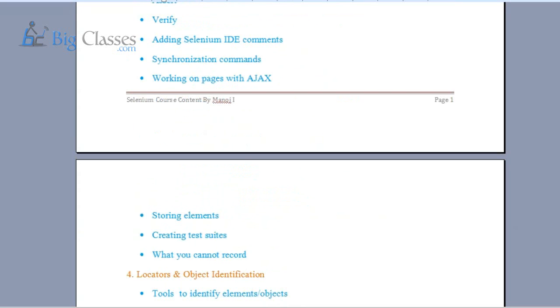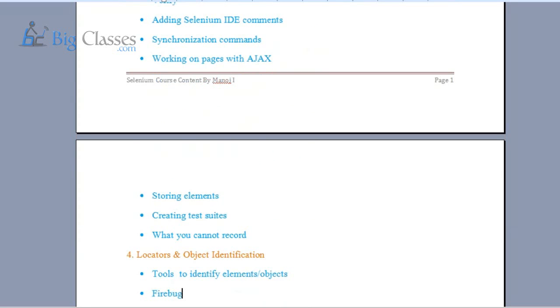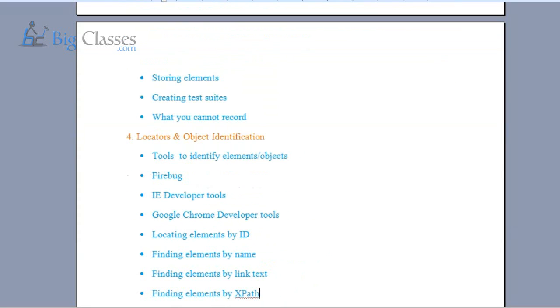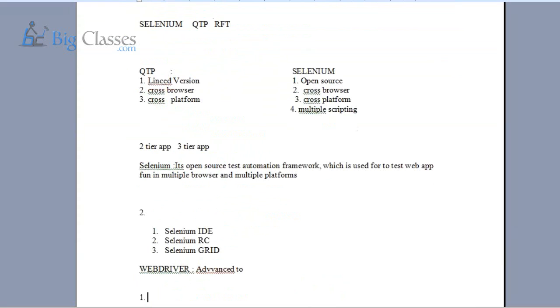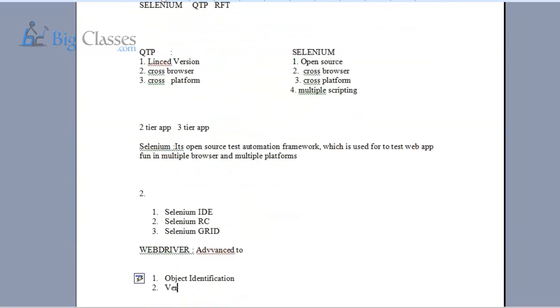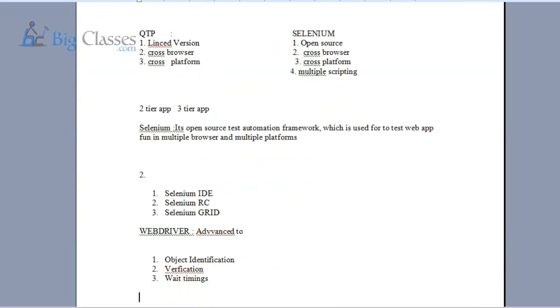I'm not going to spend much time on this. I'll be spending 2 or 3 classes on the Selenium IDE, team. Even in those 2 or 3 classes, I'll be talking about very, very important topics: the core concepts of automation testing. What are those? Object identification, verifications or assertions, team, and synchronization, wait timings. Even in these Selenium IDE classes, I will be talking about these very important 3 things.